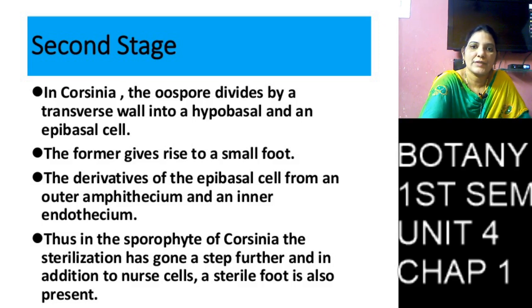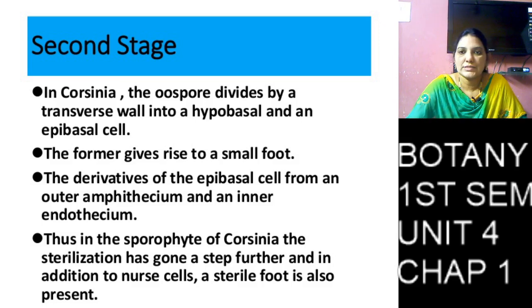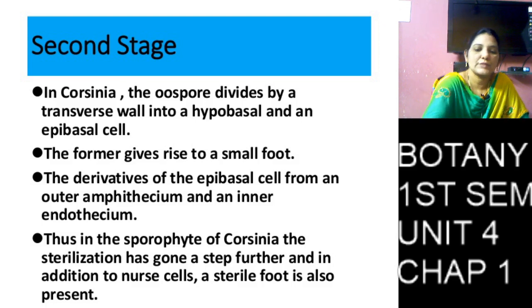So this is the evolution of the sporophyte. Coming to Riccia, it does not have any foot, and coming to Carcinia, it has a foot, a small foot.